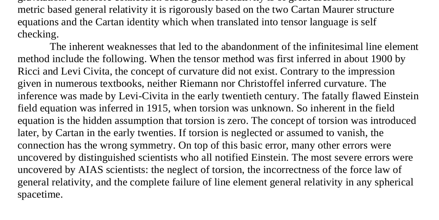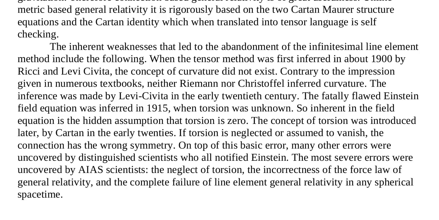The fatally flawed Einstein field equation was inferred in 1915 when torsion was unknown. So inherent in the field equation is the hidden assumption that torsion is zero. The concept of torsion was introduced later by Cartan and co-workers in the early 20s. If torsion is neglected or assumed to vanish, the connection has the wrong symmetry.